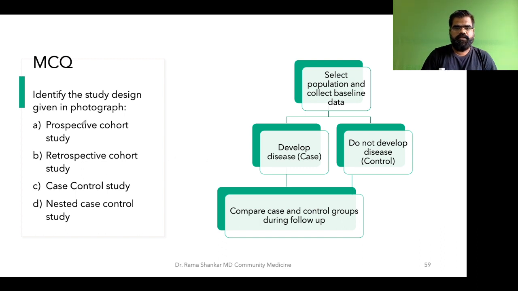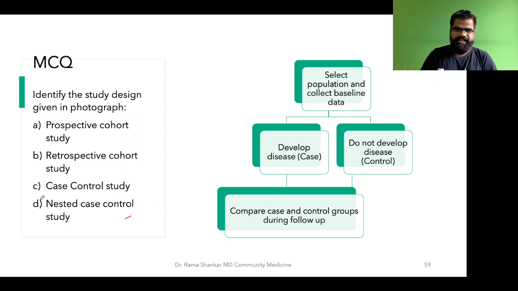Now, try to take this. What is the question saying? The question is saying that you have a population, select population, collect baseline data. Somebody developed the disease, somebody did not develop the disease. And then you compare the cases and controls. What type of study is this? Is it a prospective cohort, a retrospective cohort, case control, or nested case control study?